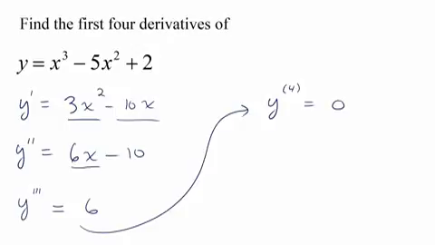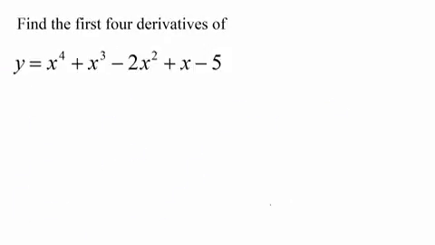Now it's time for you to try a problem. Find the first 4 derivatives of y equals x to the 4th plus x cubed minus 2x squared plus x minus 5. Pause the video while you work on this problem. When you are finished, restart the video to check your solution.